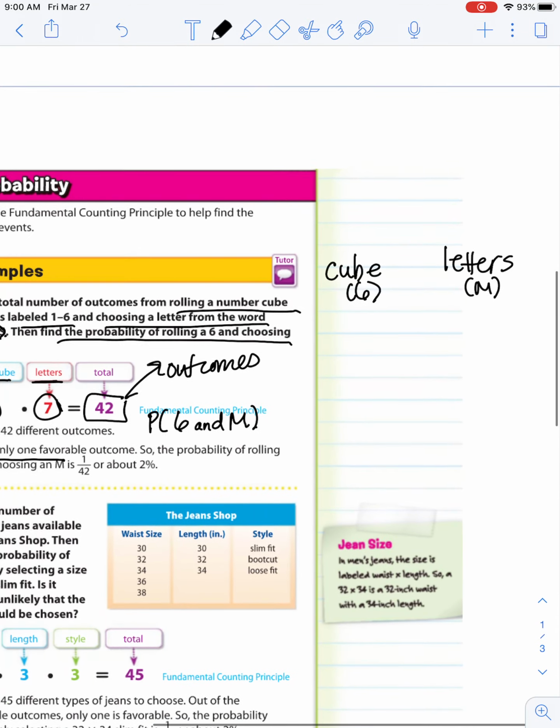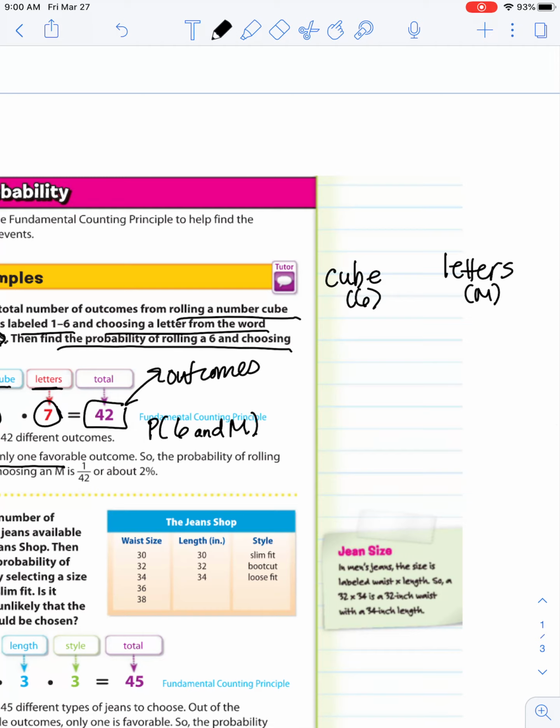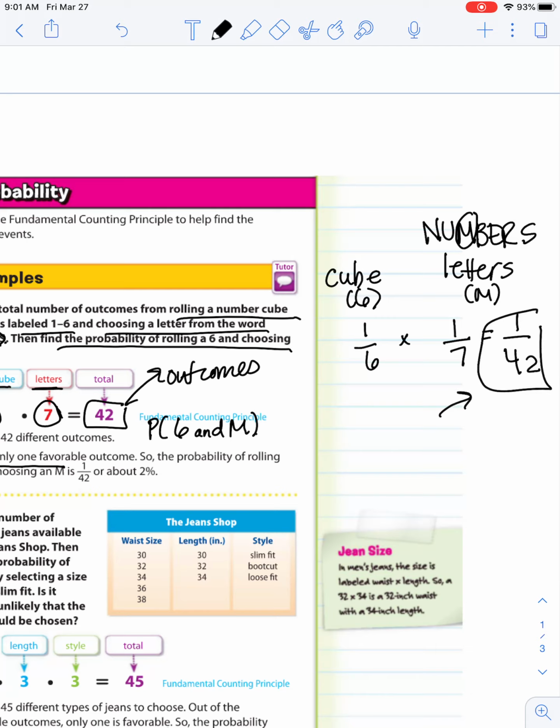So I like to think of this more like a probability, like a fraction. On a number cube, the probability of landing on a 6 would be just 1 out of 6. And then for choosing an M, remember, for the letters, it's from the word numbers. So we only see one M, so the probability of getting an M would be 1 out of 7, because there's 7 total. And then you can multiply them. Remember, when you multiply fractions, multiply across the top. 1 times 1 is 1, and then 6 times 7 is 42. So this right here is the probability.